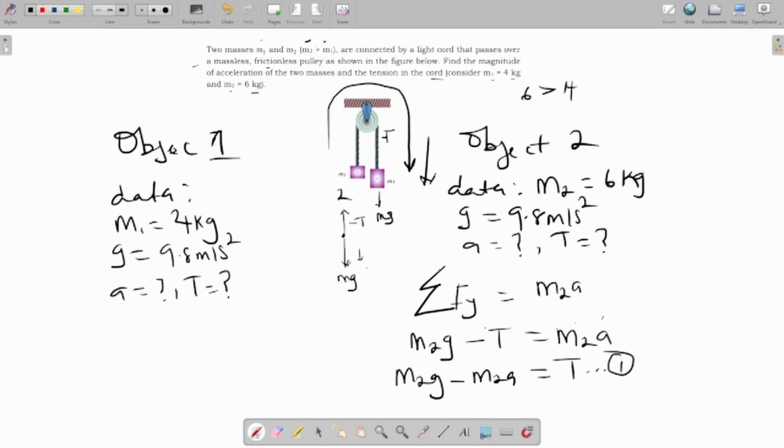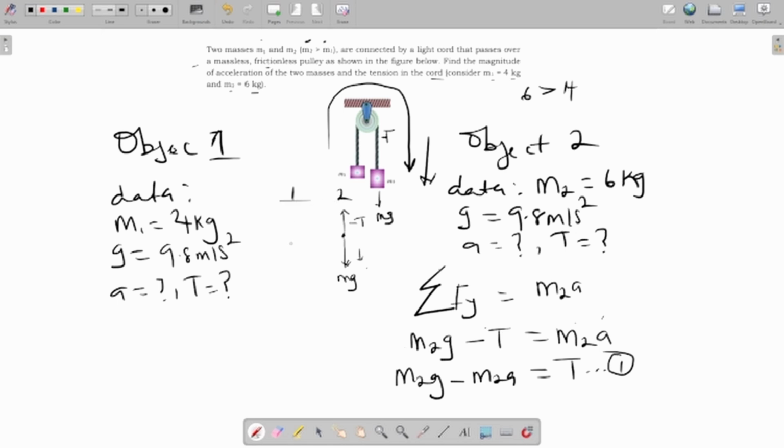And then let's now solve for equation 2. I started with object 2 because it's going down this way, to avoid mistakes. All right, since it's going down, let's now analyze our object 1.